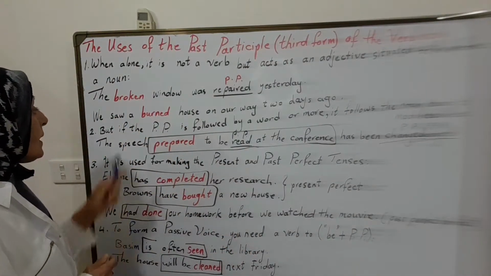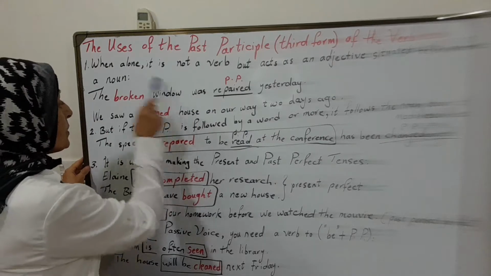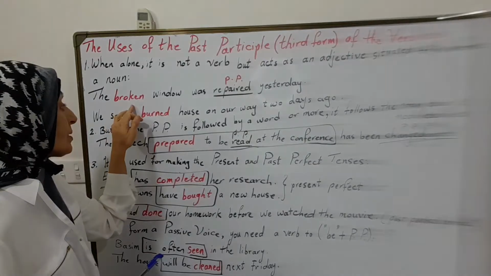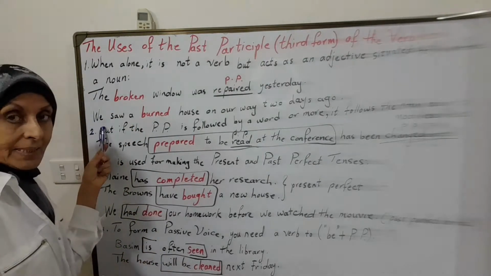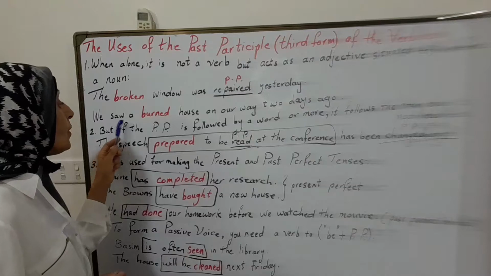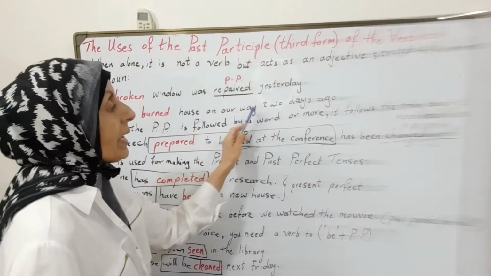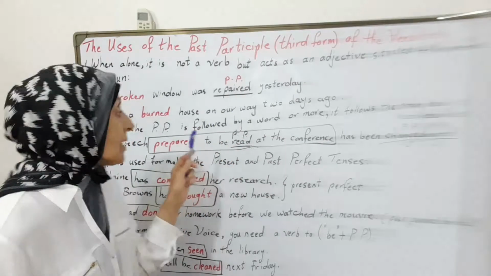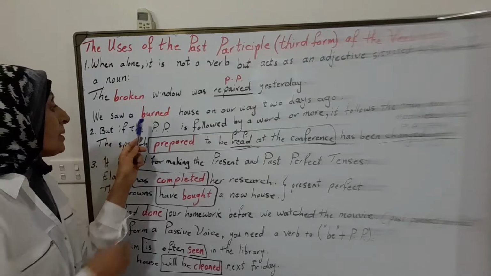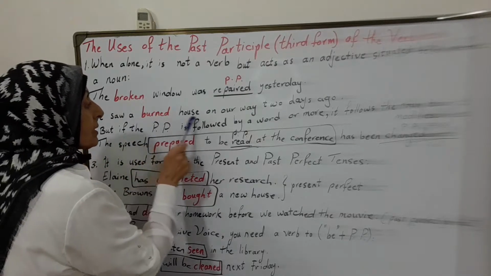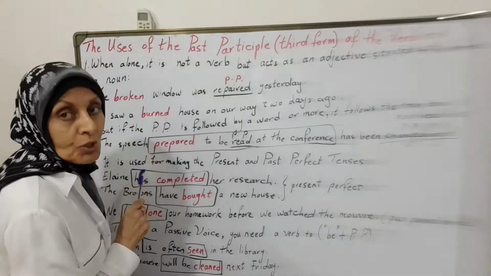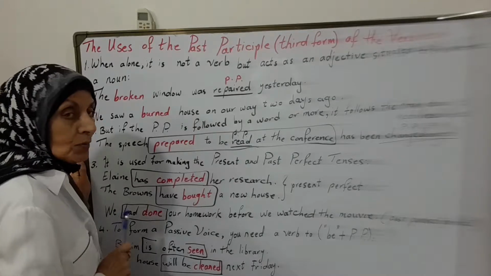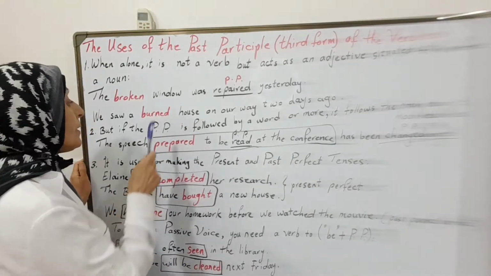So here, the broken window, this is in the subject group. It is in the subject. Okay, then another example: we saw a burned house on our way 2 days ago. We saw a house on fire, or a burned house. So here it is the past participle. I put it in the object group. We saw a burned house. What did we see? We saw a burned house.